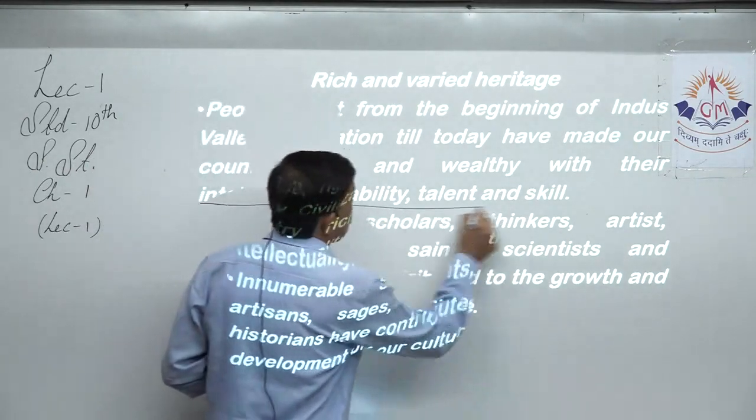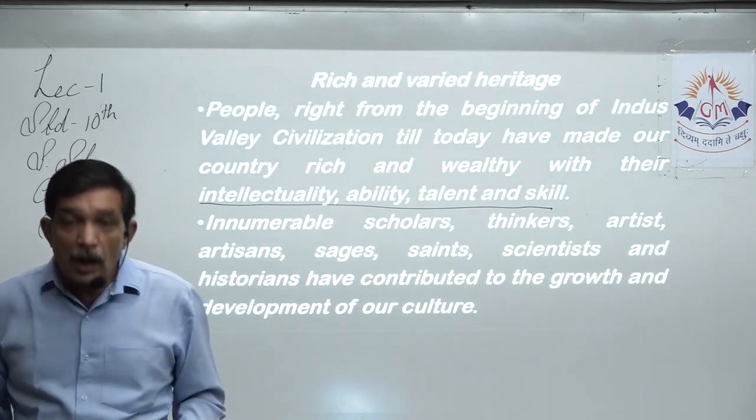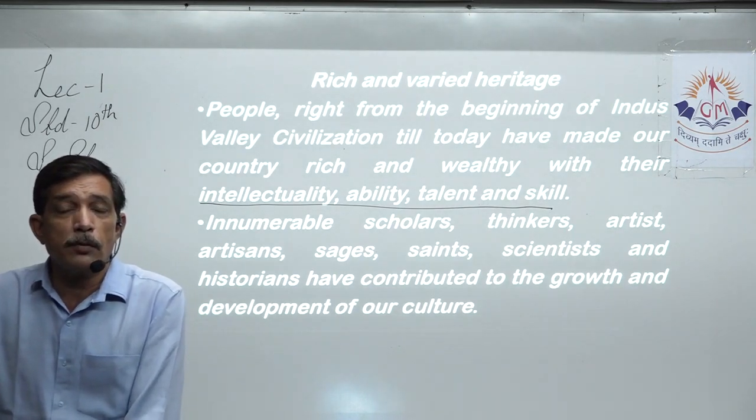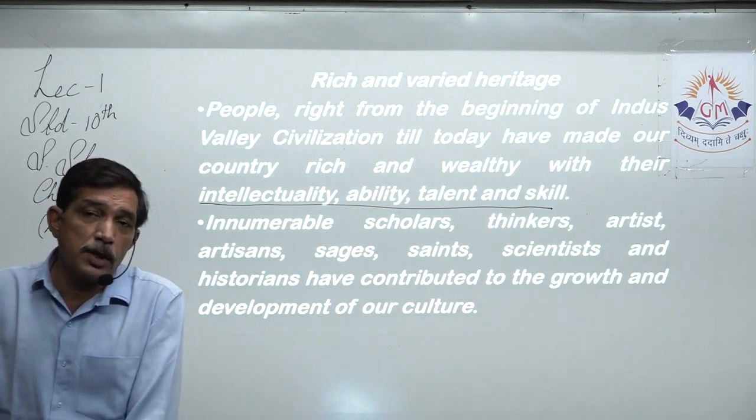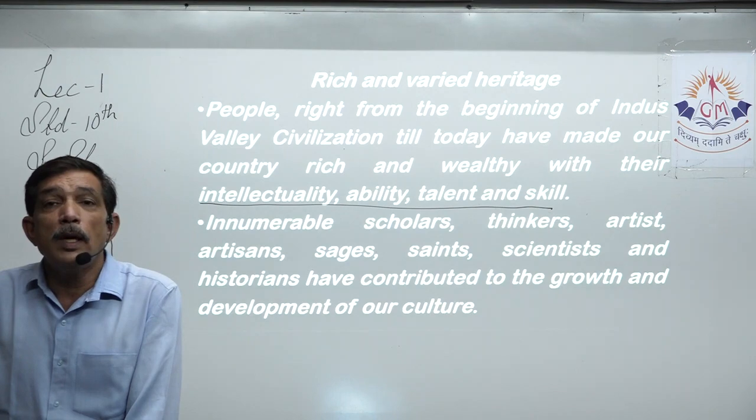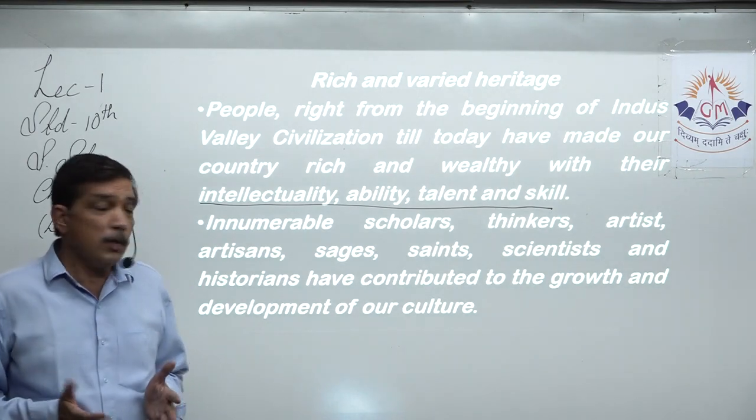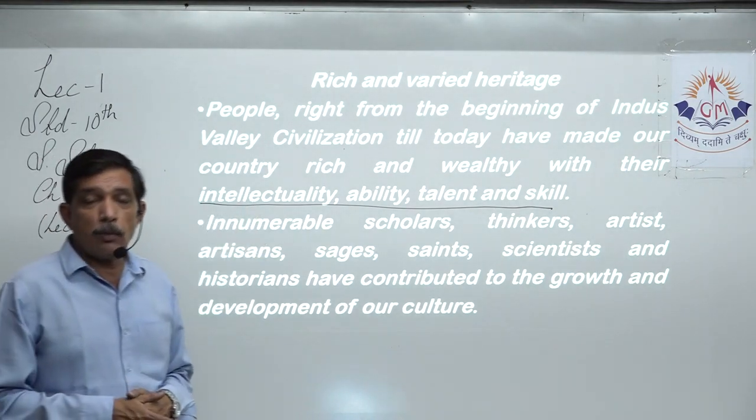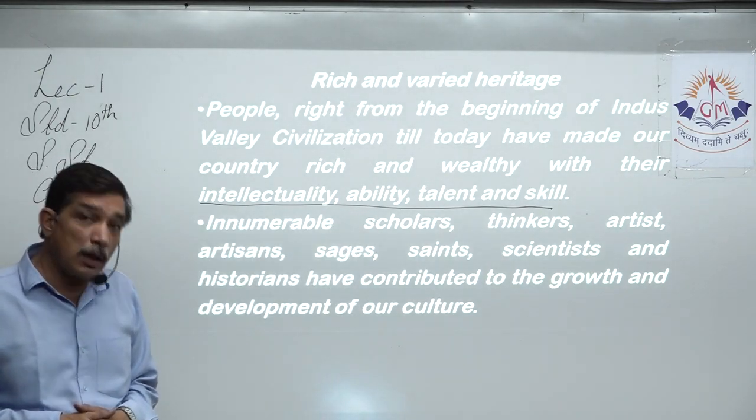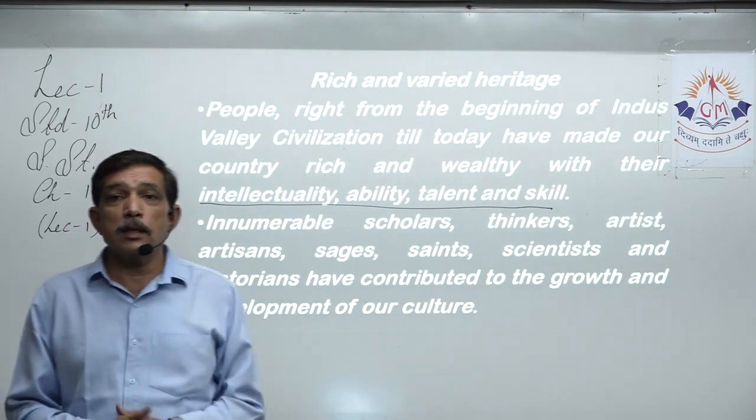What are the four things with which we make our country rich, wealthy, prosperous, giving us a very rich heritage, customs, traditions, all those things put together, different languages, different script, different literature, knowledge. How did that happen? Because people were intelligent. They were able to give such a lot of heritage to us because of their intellectuality, because of their intelligence, because of their ability to do something new, to continue with that, to find out new things, their talent. And the last thing is their skill.